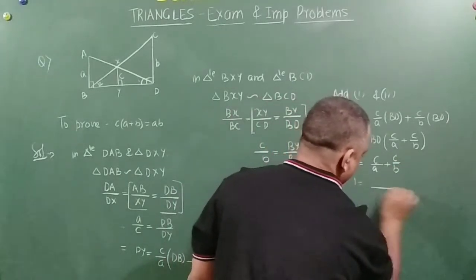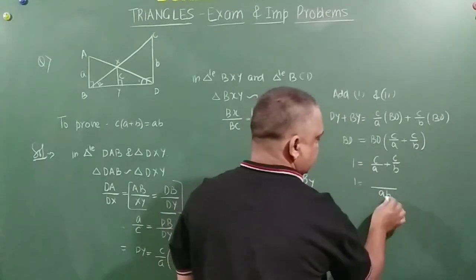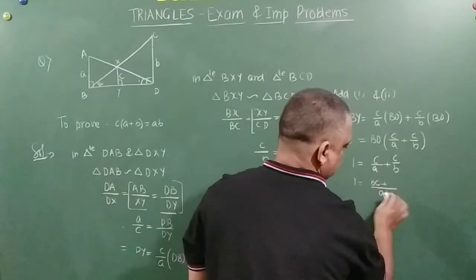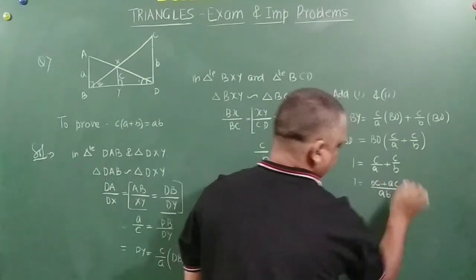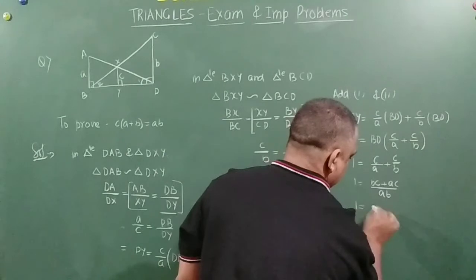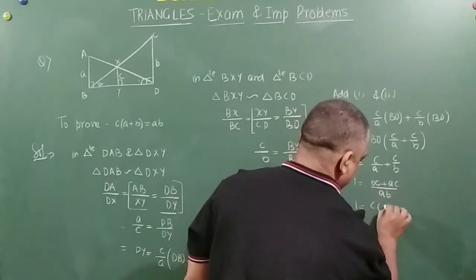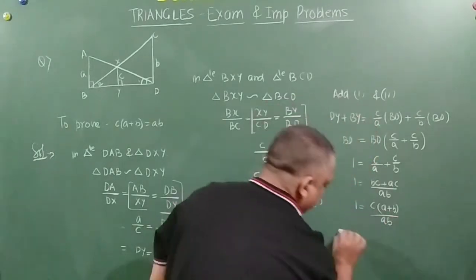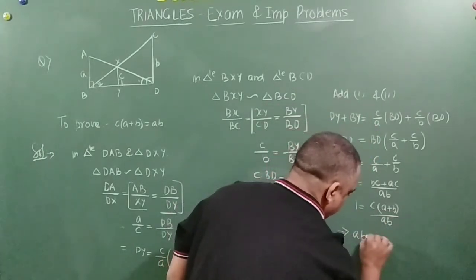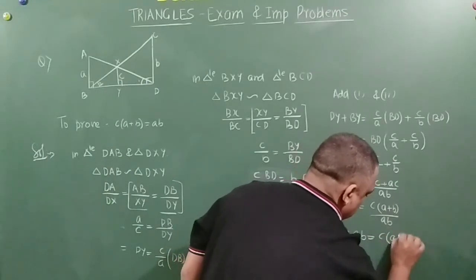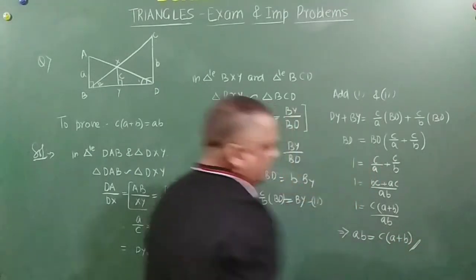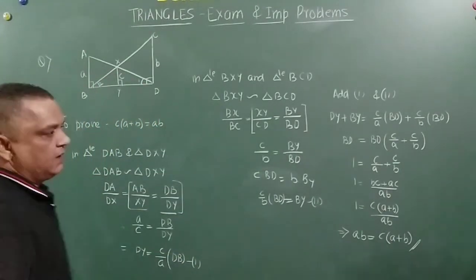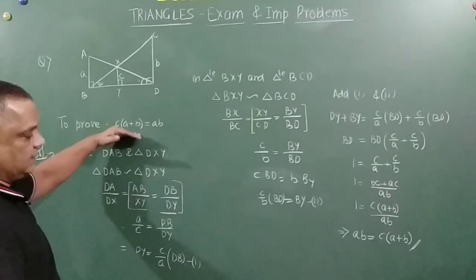Now 1 is equal to, taking LCM AB, this becomes BC, right friends, B into C, plus this becomes AC, right? So 1 is equal to, taking C common outside, it becomes A plus B divided by AB, right? Which says that, AB cross multiplication, AB equals C into A plus B. This was to be proved, right friends? So this was how we can actually prove this statement.